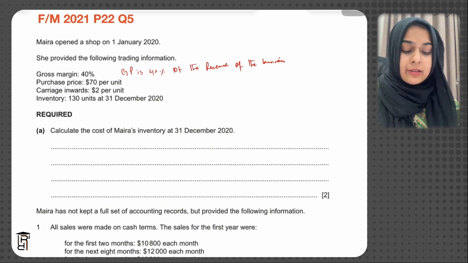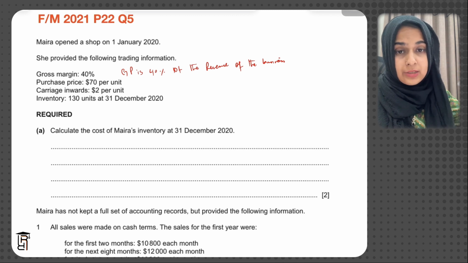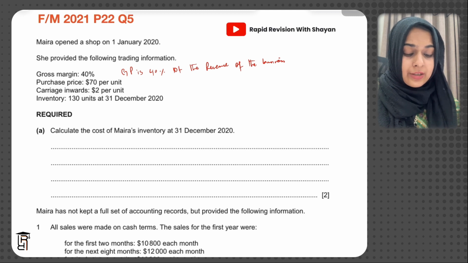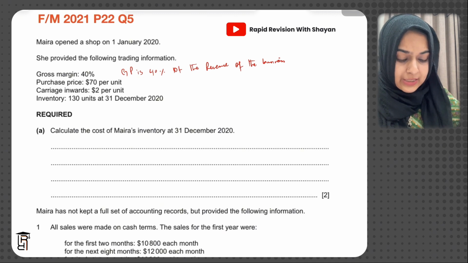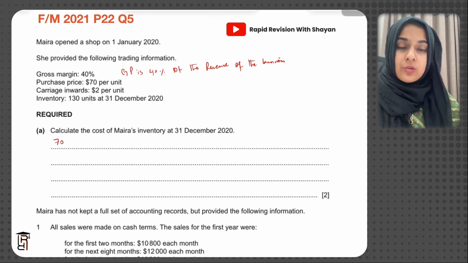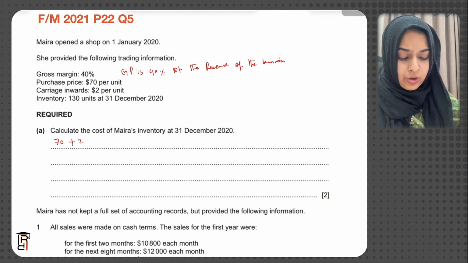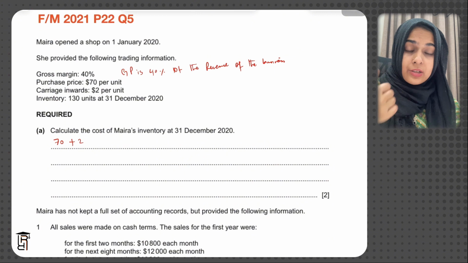And she's saying here inventory at the end is 130 units at 31st December 2020. So we have 130 units as closing inventory at 31st December 2020. Here they're saying calculate the cost of Myra's inventory at 31st December 2020. So the purchase price is $70, the cost of one unit, plus the $2 carriage inwards, that is the transportation that Myra is paying to bring the inventory to her warehouse.